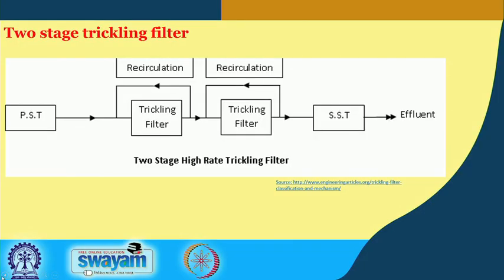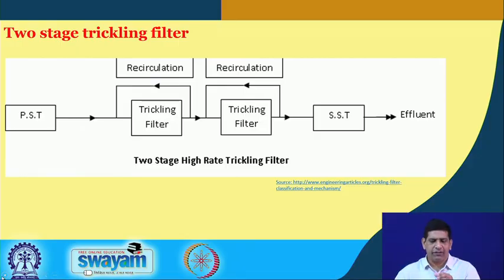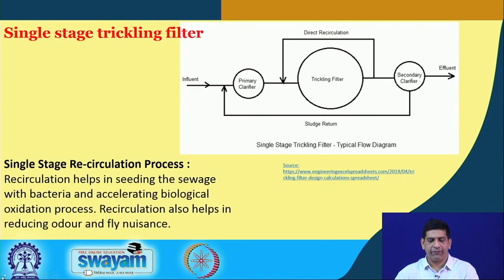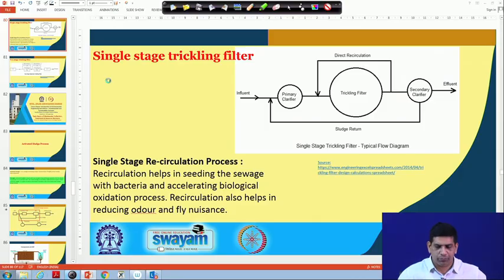If you remember from the previous video, we were talking about the trickling filter. We have the primary sedimentation tank, then wastewater goes to the trickling filter. You can have a series of trickling filters, and after that we take the waste to the secondary sedimentation tank, and then finally it goes to the effluent. In a single stage trickling filter, you have a primary clarifier, the trickling filter, and you bring the circulation back.